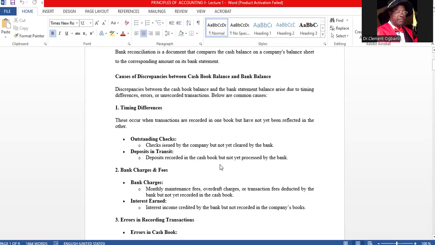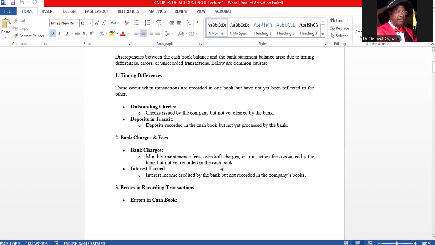Also, there could be bank charges, such as monthly maintenance fees, overdraft and transaction fees, which the bank normally deducts from people's accounts. All those deductions can lead to a reduction of how much you thought was in your bank.